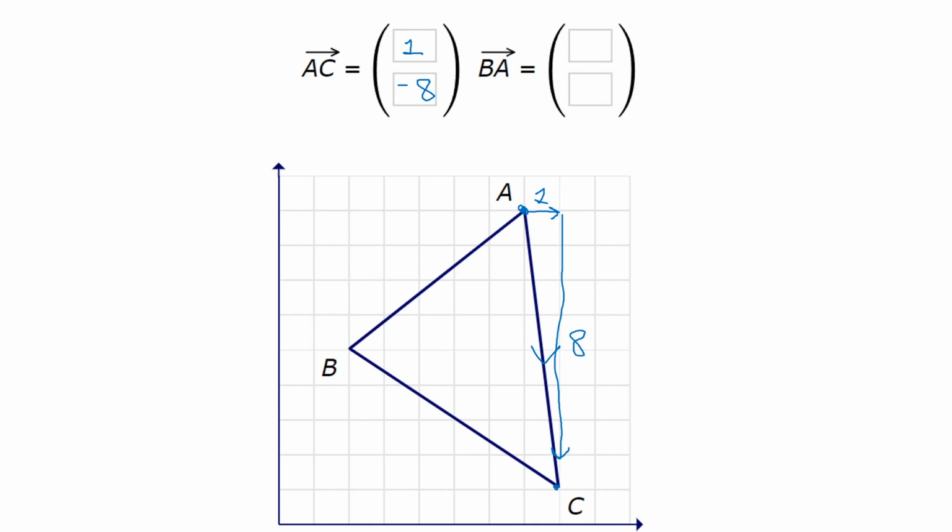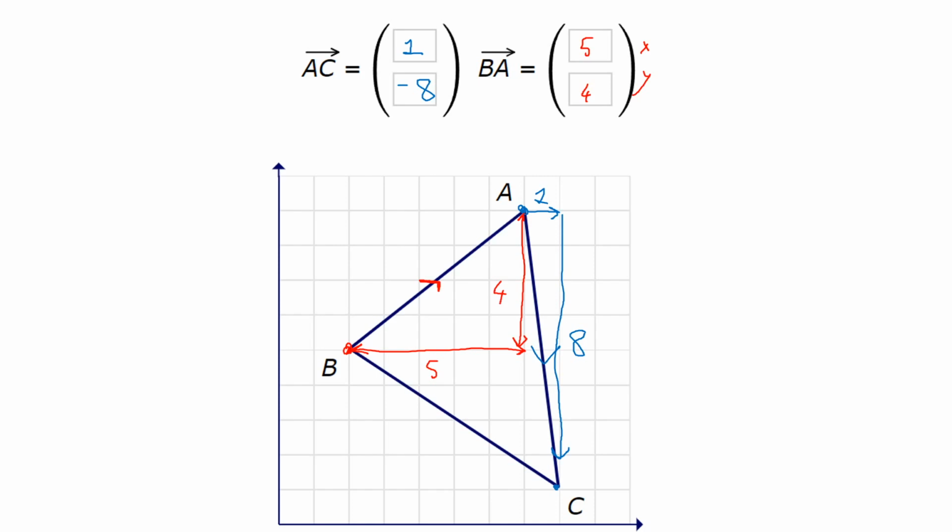And if we're looking at B to A, now important, it's B to A, which is in this direction, okay? We can see that we've moved 1, 2, 3, 4, 5 to the right. And we're going 1, 2, 3, 4 up. So therefore BA is (5, 4), if this is x and y. Yeah?